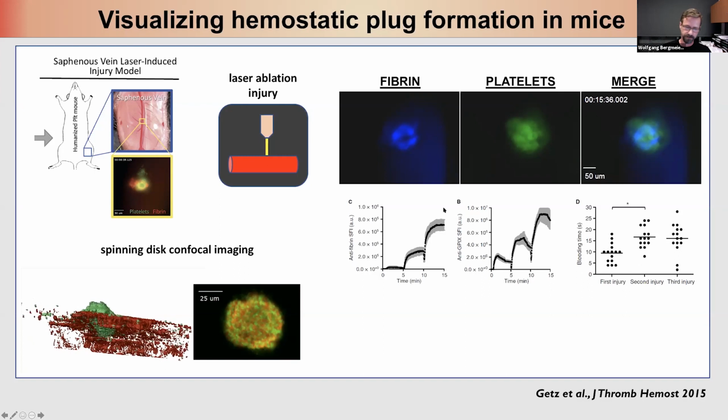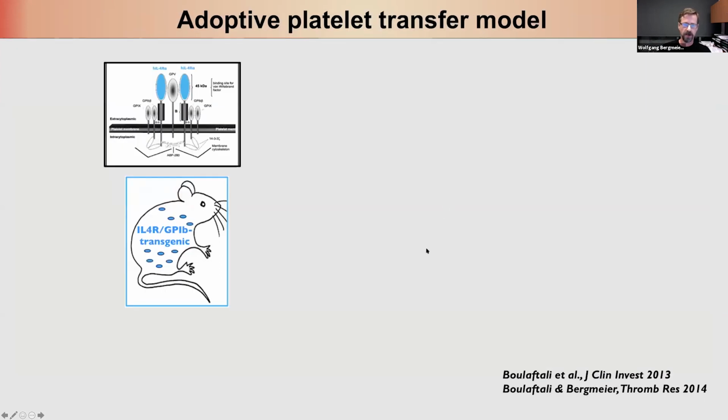formation happens. Now, the other model that we use a lot is called the adaptive platelet transfer model. In this case, we have taken advantage of a transgenic mouse model that was created by Thierry Weir a couple of years ago, where he replaced the extracellular domain of the GP1B alpha subunit of the fibrinogen factor receptor on the platelet surface with the human IL-4 receptor alpha subunit. He did that to basically study what it means to not have this GP1B receptor, what it means for hemostasis.